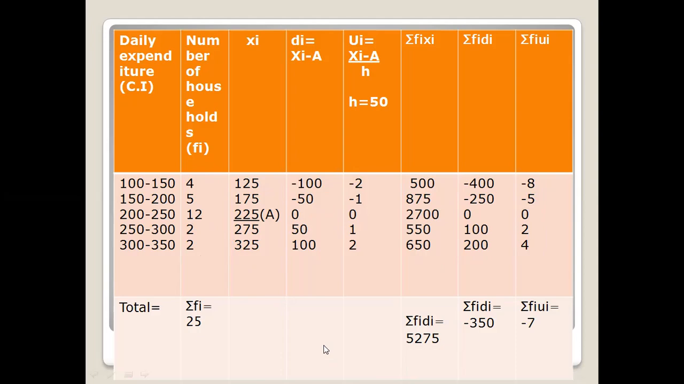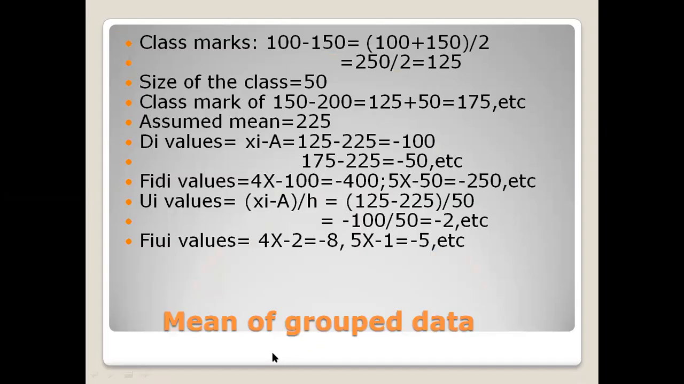Now in the next slide I have explained how we got the class marks, Di values and assumed mean, UI values, Fi Di and Fi UI. So class mark of the first class, that is 100 to 150, is 100 plus 150 by 2, that is 250 by 2, that is 125. Size of the class is 50. So add 50 to the preceding class mark, that is 125 plus 50, you will get the next class mark, that is 175. And so on, you must complete the remaining class marks.